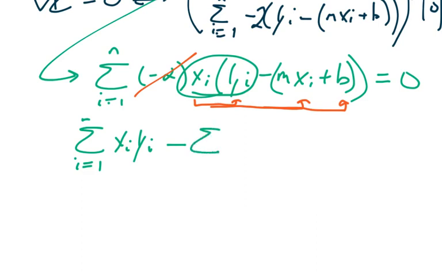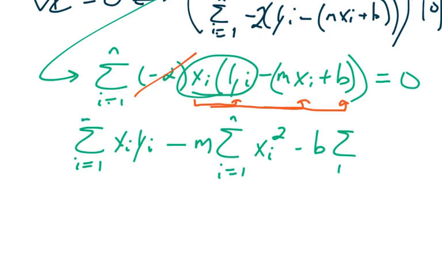All right, then I'm going to have minus the sum from 1 to n. And here I'm going to have xi times mxi. Actually, let me rewrite this a little bit. Let me make it clear that the m is going to hop out in front. And now I have xi times xi, that's xi squared. And lastly, I have b times xi, so this is going to be minus b times the sum from 1 to n of xi. And that's all equal to 0.